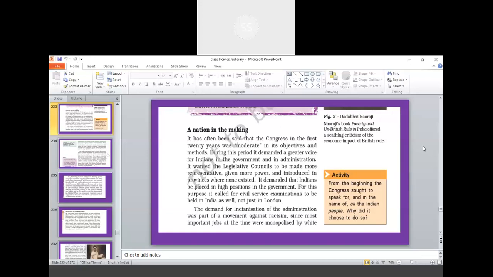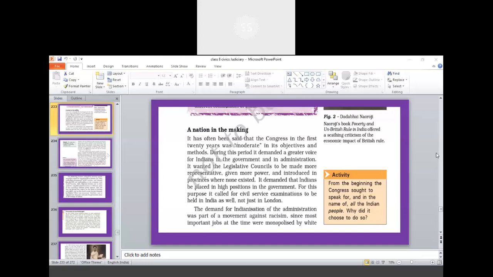Initially, the Indian National Congress was not keen to demand freedom for the country. I repeat, in the early days they were not so keen about freedom. Then what did they demand? They demanded that Indians should be given high positions in the government, Indians should be allowed to write the civil service examination, the center of the examination should be in India, and some administrative changes should be made.